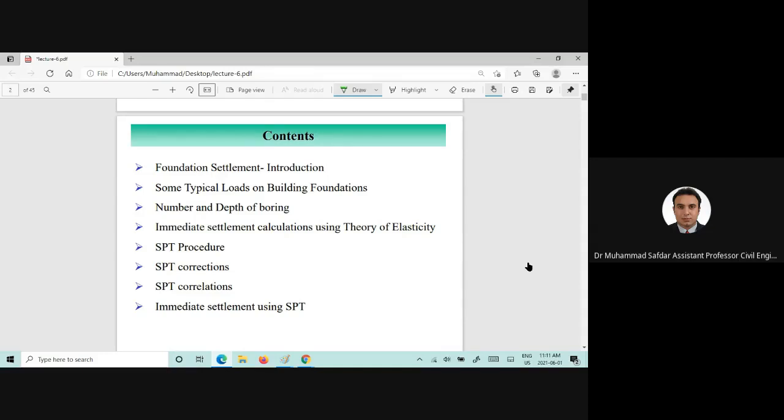Standard penetration test corrections, the different corrections which are applied to the SPT N value, will also be discussed in today's lecture. SPT correlations: when we get the SPT N value, we correlate it with different properties of the soil so that we can obtain those properties. As a geotechnical engineer, we need those parameters to find out the settlement of the soil. Immediate settlement using the standard penetration test will also be discussed at the end of today's lecture.